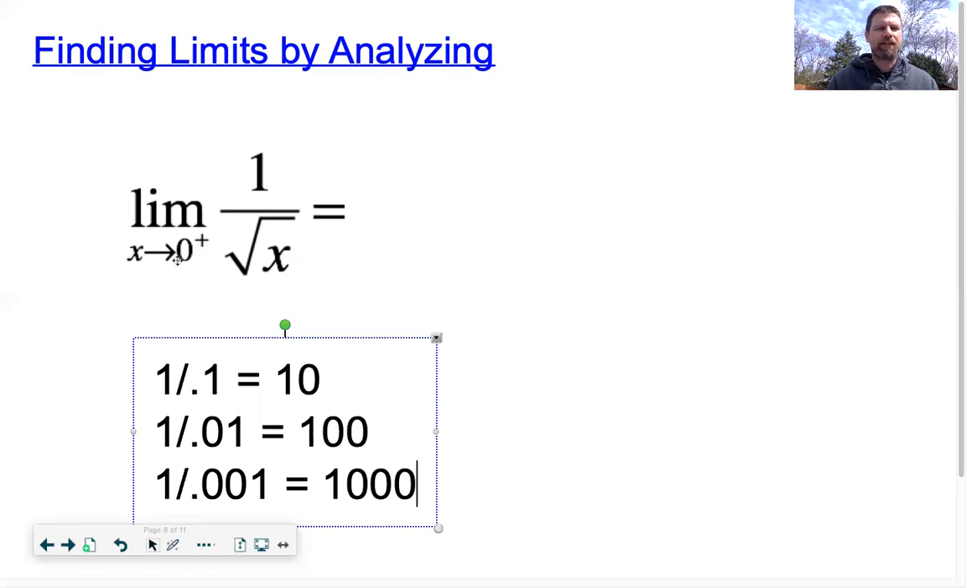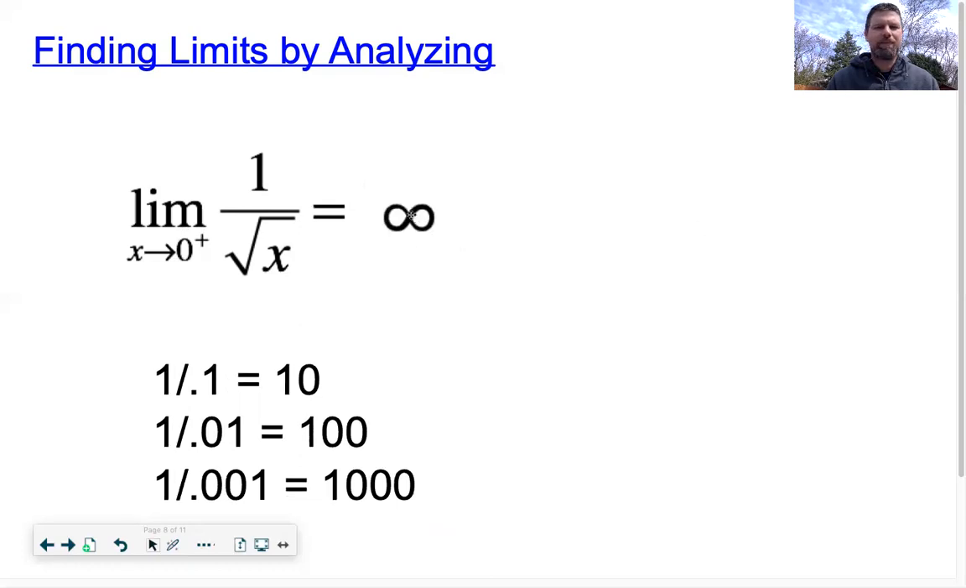So the limit as x approaches 0 is going to be infinity. This answer is going to get bigger and bigger and bigger. So my final answer, I think I hit it up there. Yep. Final answer is infinity.